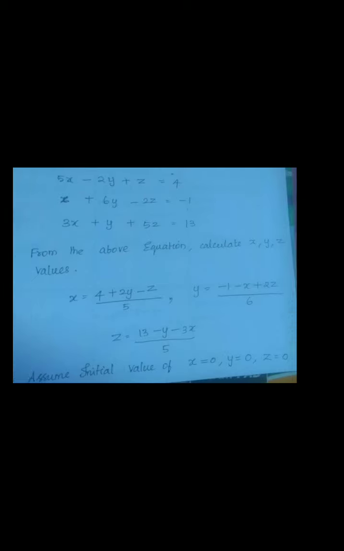So next step, I'm going to prepare one iteration table. For that, the initial value of x, y, z is 0, which I have assumed. After that, I'm moving to the table now. The table has k and the x value, y value and z value. Initially all the values are 0, so I put the 0th iteration, all the values are 0.